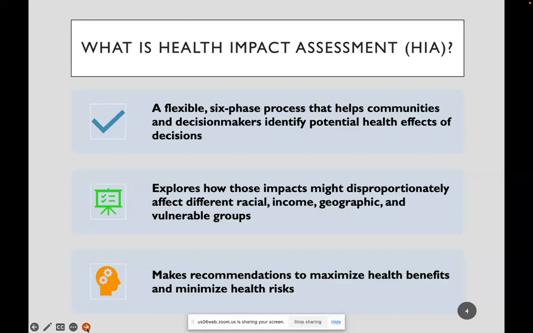And HIA is different from other assessments in that it highlights impacts that disproportionately affect different groups and makes recommendations. A lot of assessments will just assess and give information. HIA makes recommendations to maximize positive health benefits and minimize risk and harm.